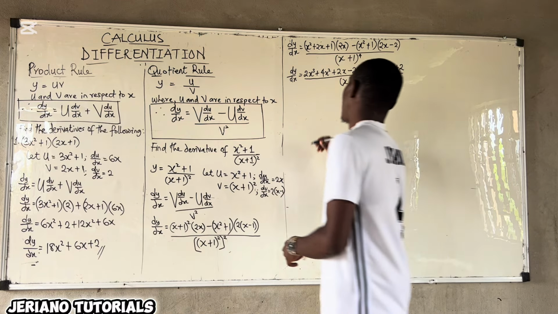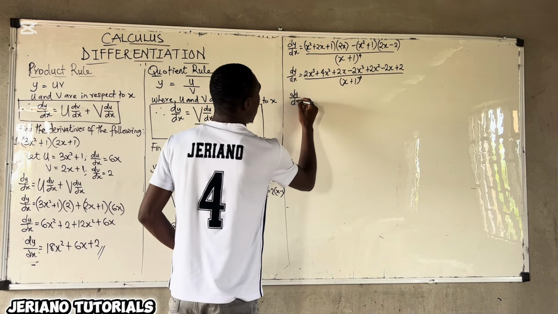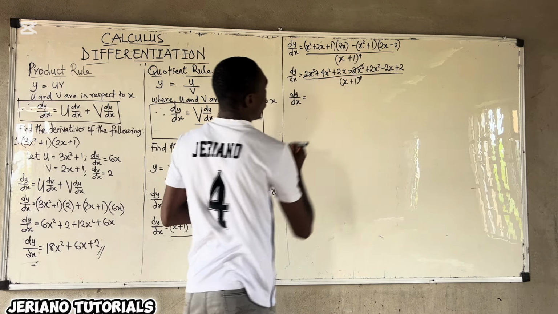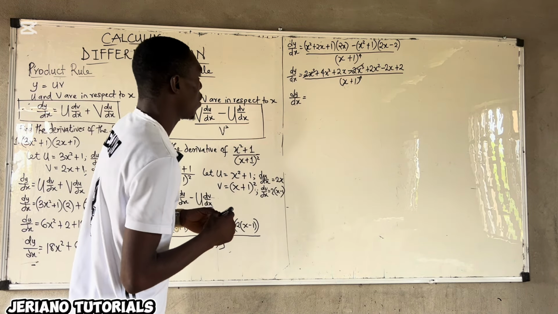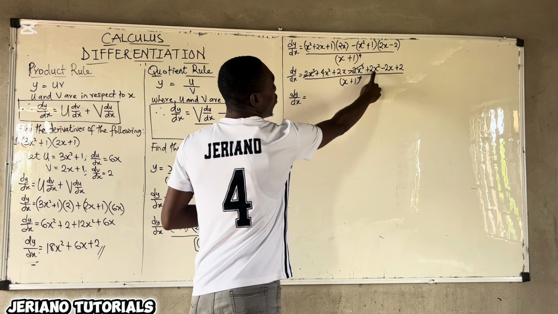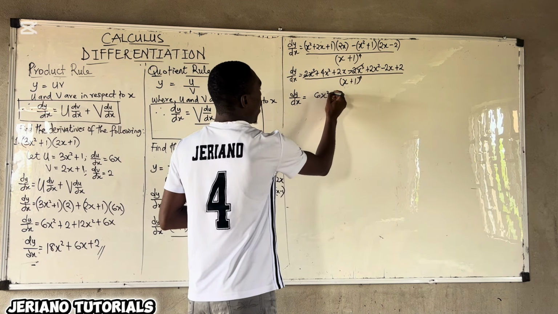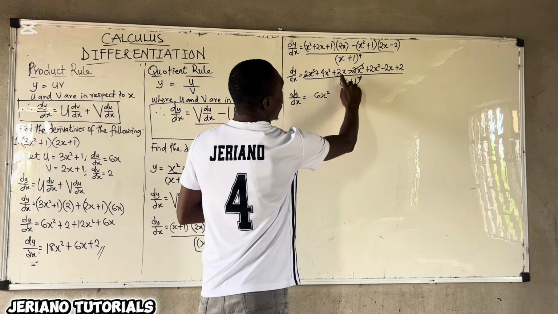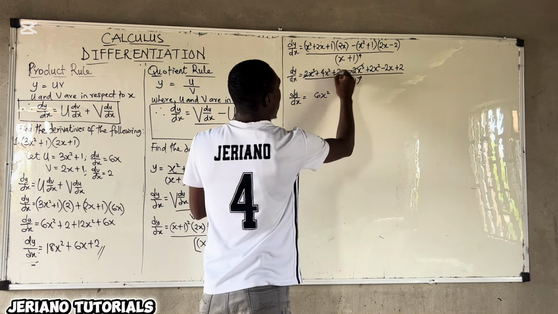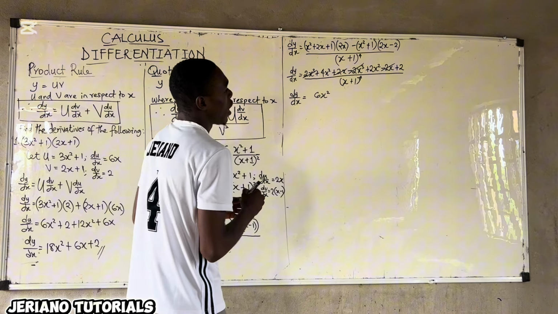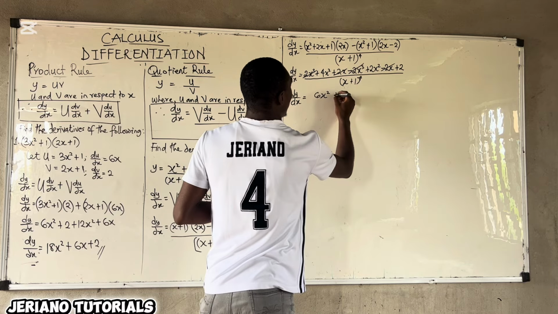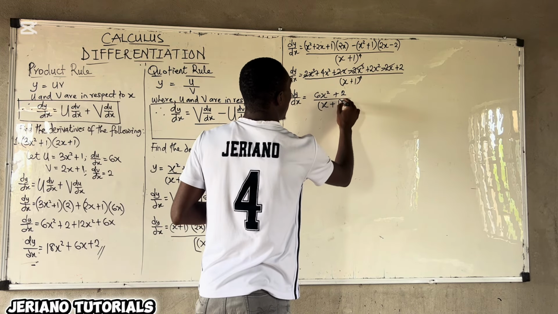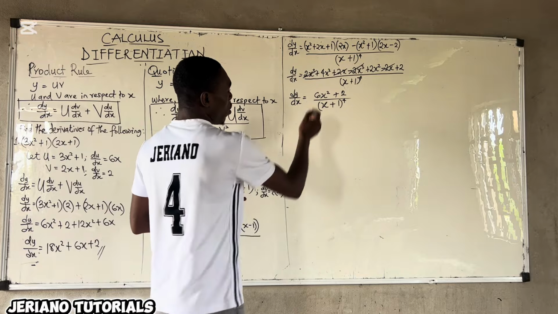Now we are going to collect like terms. In collection of like terms, we have dy/dx is equated to, now this 2x cubed is taken out because that is positive and that is what? Negative. Now we have 4x squared plus 2x squared, that is what? 6x squared. Now the next one, 2x minus 2x, it is gone. And then we have over x plus 1 raised to the power of 4.